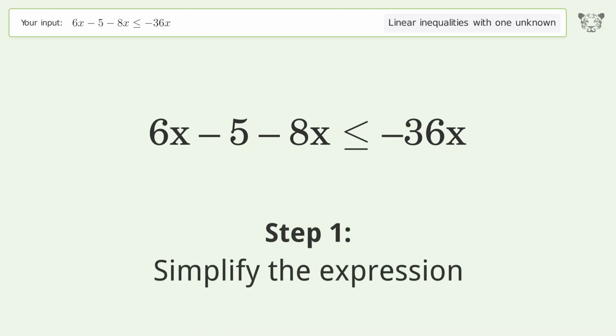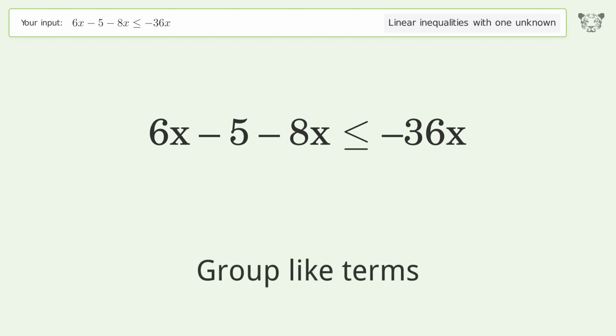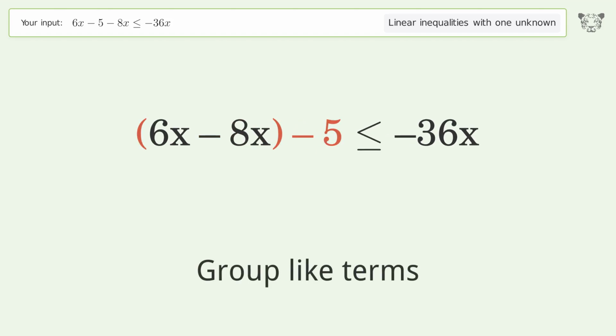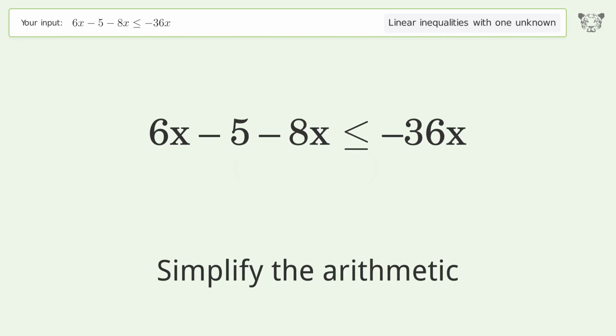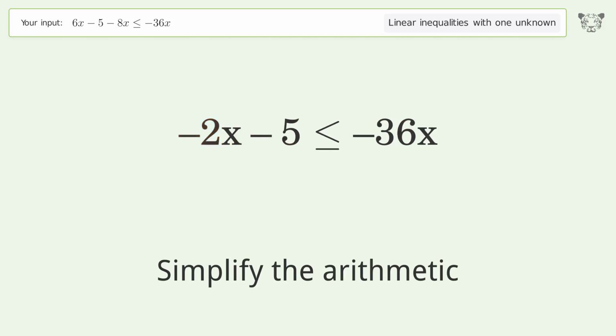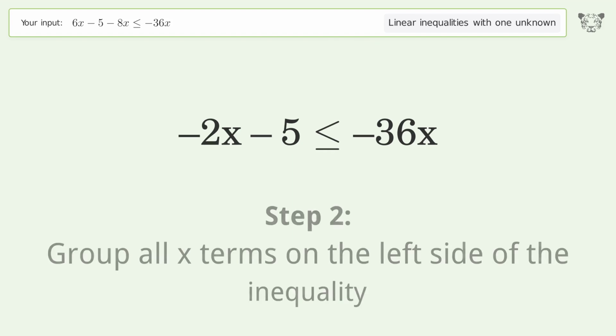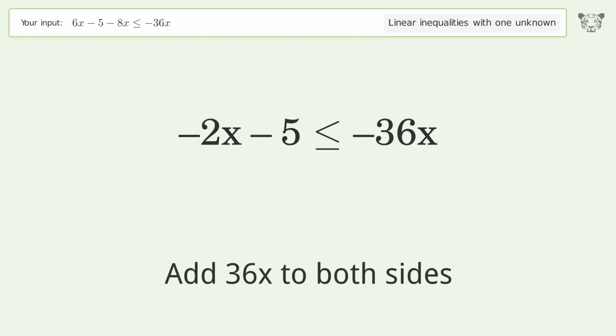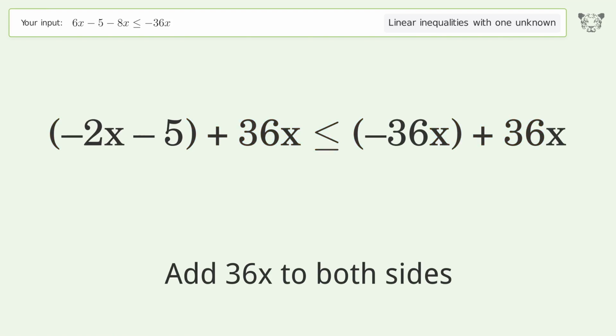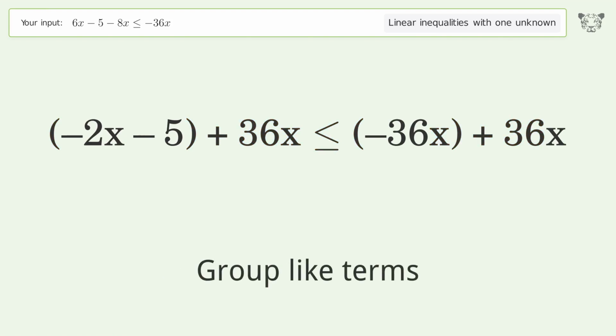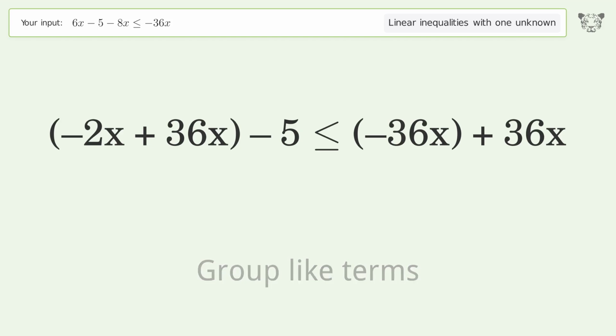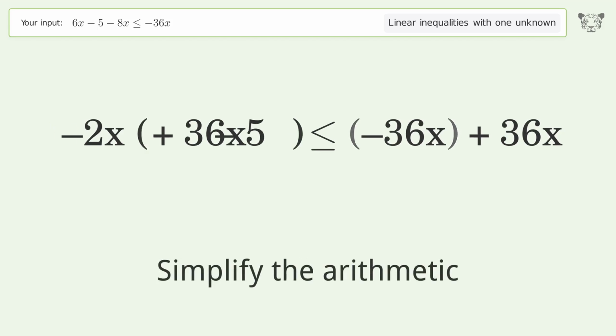Simplify the expression. Group like terms. Simplify the arithmetic. Group all x terms on the left side of the inequality. Add 36x to both sides. Group like terms. Simplify the arithmetic.